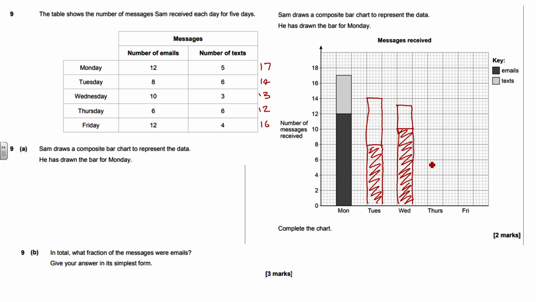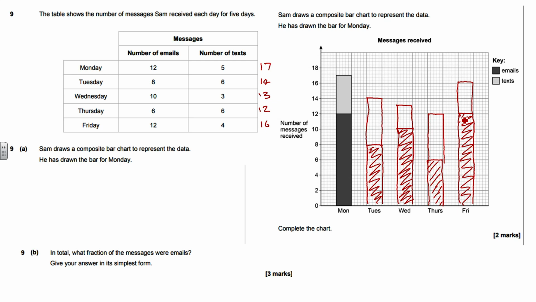Thursday, we need a bar which is 6 tall on the bottom to represent the emails, and another 6 tall on top, taking us to 12 to represent those texts. And finally, we have Friday, where the emails are thick and fast. There is 12 emails coming in, so we need a bar 12 tall for the emails, we need to shade in, and then we have a bar which is 4 tall, taking us to 16 to represent those texts.